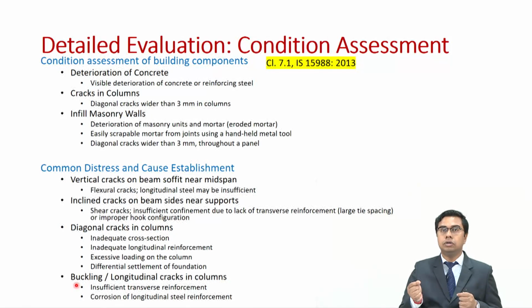The corrosion of longitudinal steel will lead to rust, which will occupy larger volume compared to steel. Larger volume will put further stress on the concrete which is not confined properly, and it will lead to widening of these longitudinal cracks. So, these are the common distress and cause establishment in a given building.